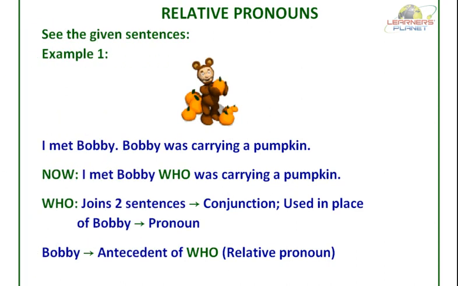Let us now proceed with the types of pronouns. We shall now study about relative pronouns. In the first example, there are two sentences which are joined by the word who. Thus, it is a conjunction. But it is also used for the noun Bobby. Thus, it is also a pronoun.